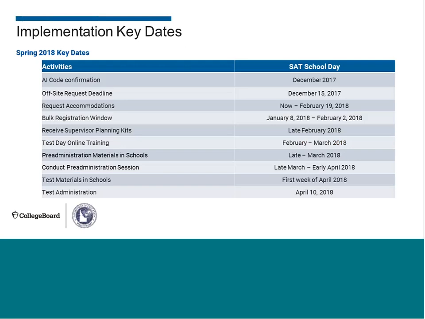Key dates for the spring 2018 testing. Several of them are coming up in the not too distant future, and those are related to school setup. All schools provided responses to the intake survey. And so in mid-December, you'll receive an AI code for your school confirming all of the school information. That's going to go to the supervisor at your school to make sure that, one, we have all the valid information for the building, as well as to confirm that setup is complete.